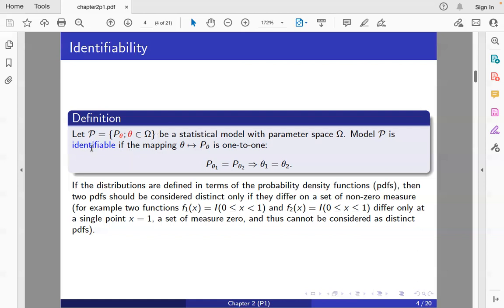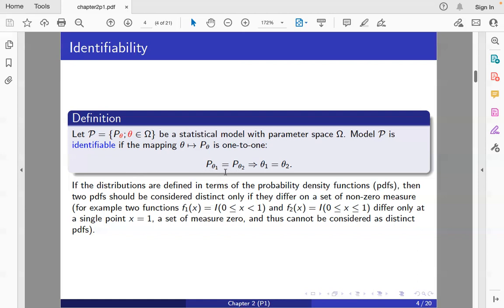The term may sound very complex, but the actual concept is not really that difficult. If you view the model as a mapping from theta to the distribution, it should be one-to-one in terms of theta. Okay, and then there are some technical details.